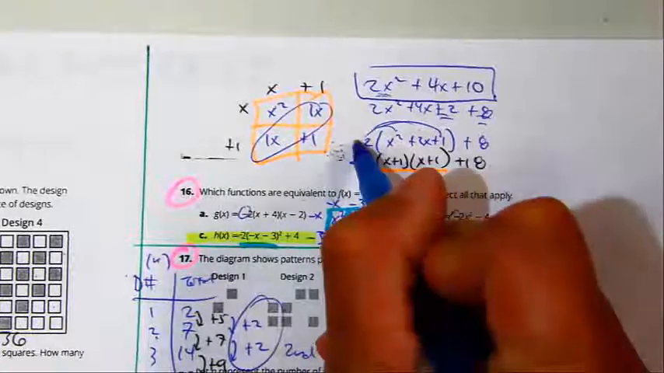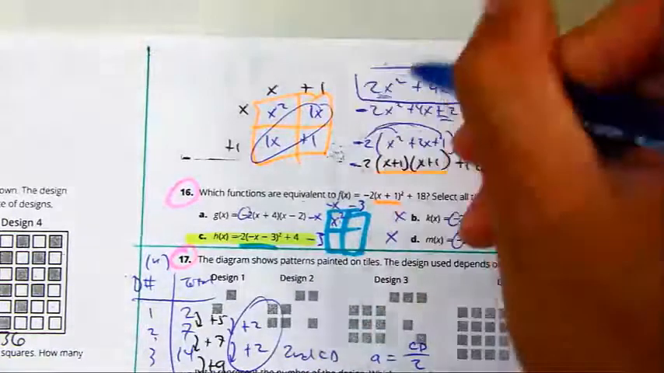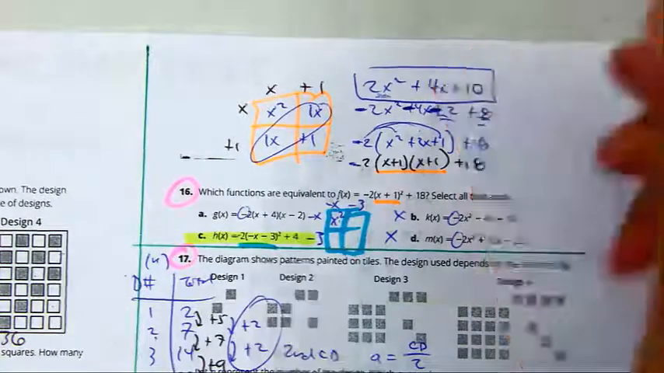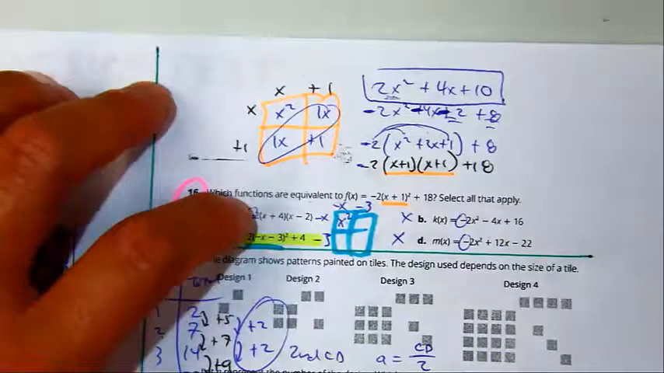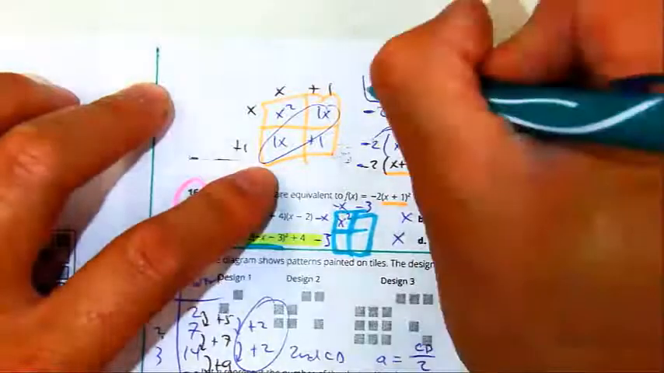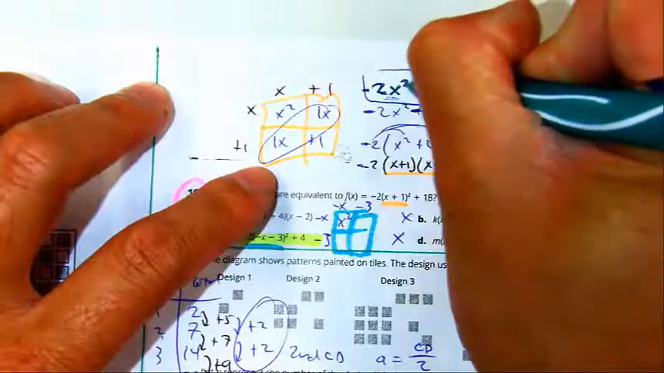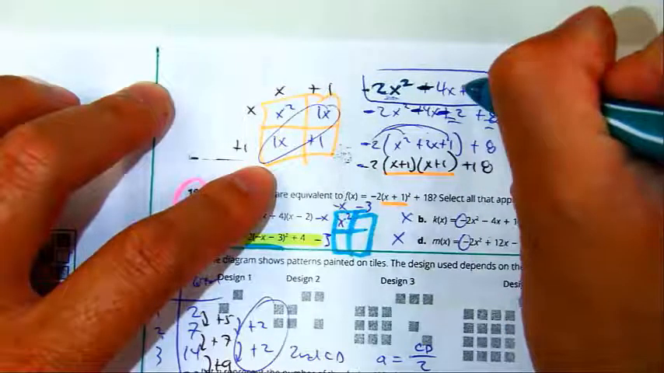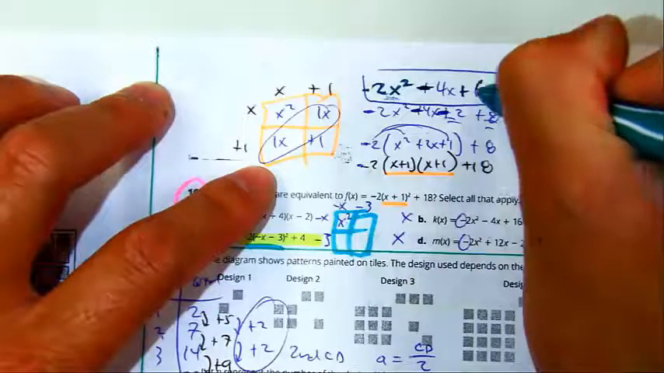Alright, back in question number 16. I made a mistake here, so let's make sure it's the right one. We were supposed to distribute a negative 2. This would have gotten us negative 2x squared minus 4x minus 2. And then if I combine like terms, I would get negative 2x squared minus 4x, and this would give us a plus negative 2, and a positive gives us a plus 6.